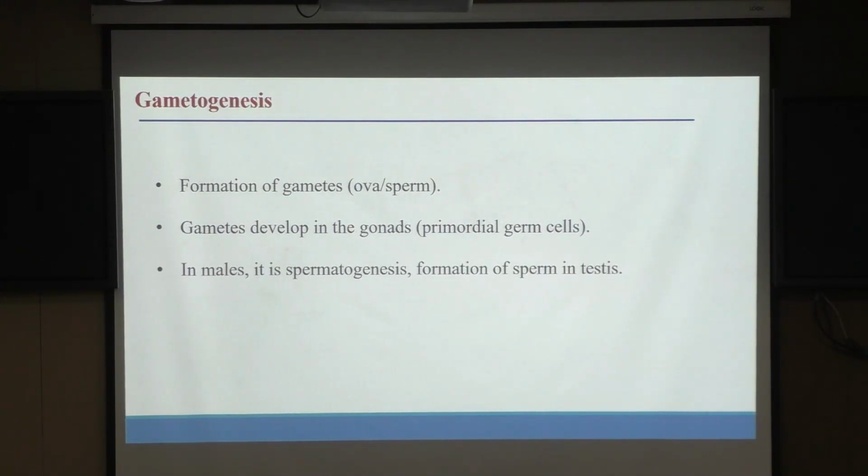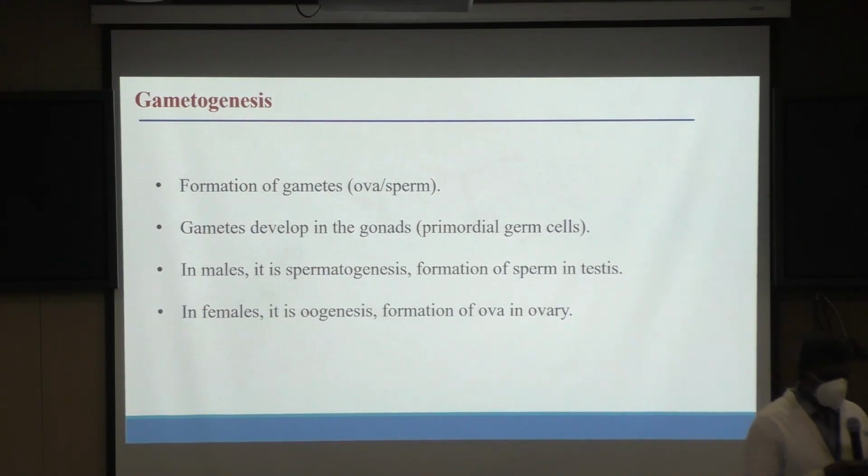Now, in case of male, the entire process is called spermatogenesis, and it happens in the testis, right? The mature cells produced at the end of spermatogenesis are called sperms. Whereas in case of females, the entire process is called oogenesis, the formation of ova that happens in the ovary, that is the female gonad, right? So spermatogenesis and oogenesis are the gametogenesis processes happening in humans, and the gonads are the testis and ovary.